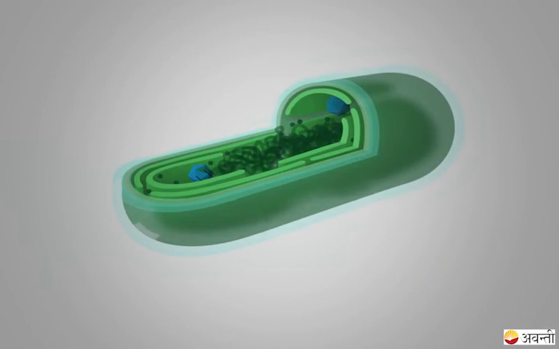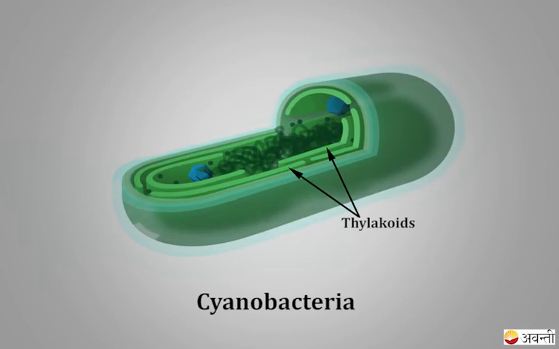Now, there are certain types of bacteria that lack plastids, but they are still able to carry out photosynthesis. How do they do so? The chloroplast is present in the membrane of the bacteria, and this chloroplast helps in the process of photosynthesis.